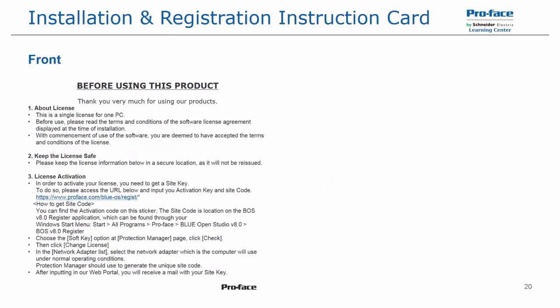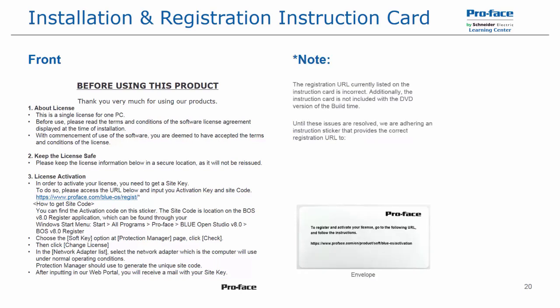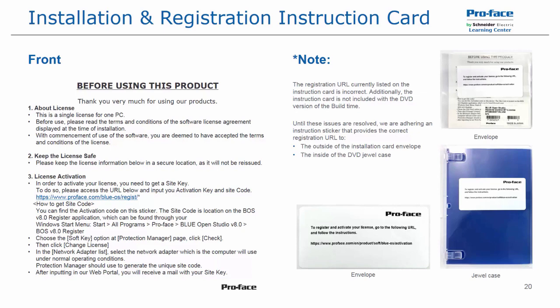And a brief description of the installation and registration instruction card. It's similar verbatim to what you see on our other instruction cards. The only difference is the registration URL on the card is currently inaccurate and it does not redirect you to the correct site. So what we have done is include a label with the correct registration URL, not only on the wrapping or cellophane packaging of the instruction card, but also on the inside of the jewel case for the installation DVD.